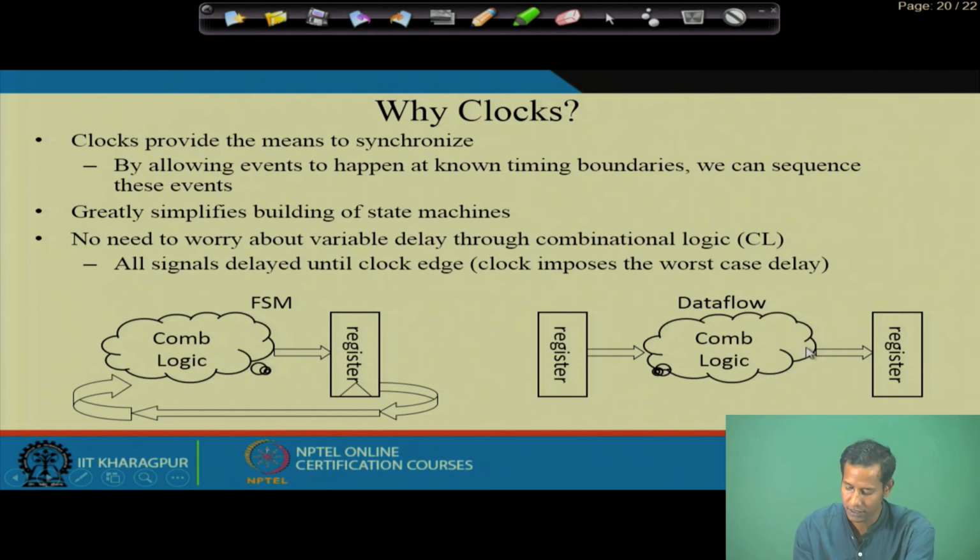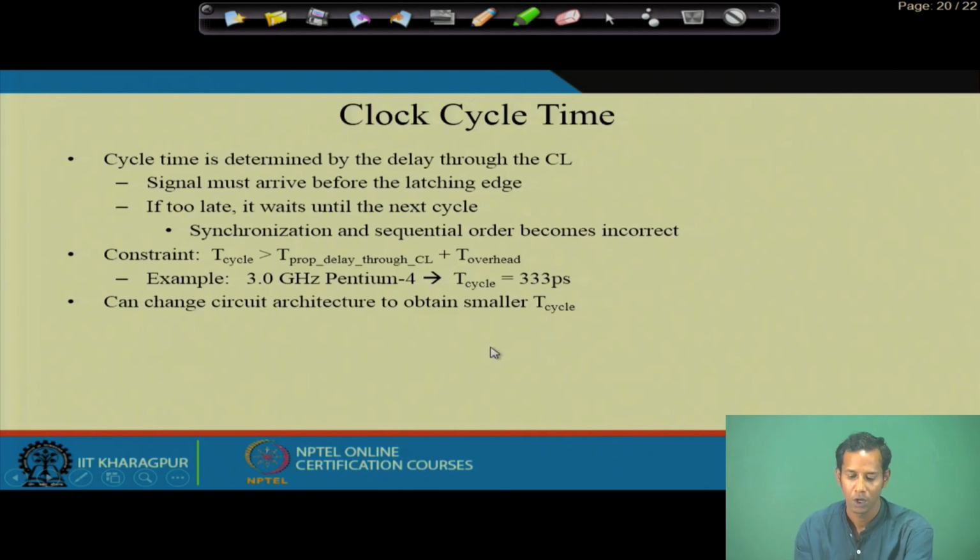If we see this, here is the example of one finite state machine, just one simple sequential circuit example. Here you see the registers, and in between you have the combinational logic, which is the data flow part of this particular circuit. Then how do we calculate this period, or the clock cycle time? What is this clock cycle time? Clock cycle time is determined by the delay through the combinational logic.